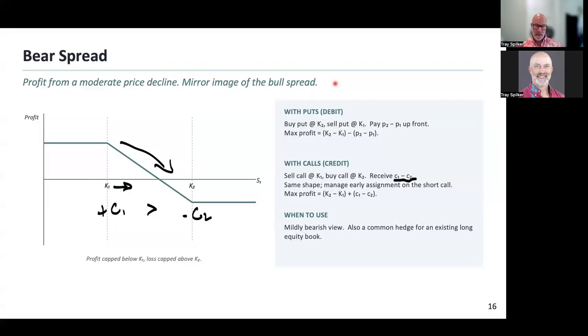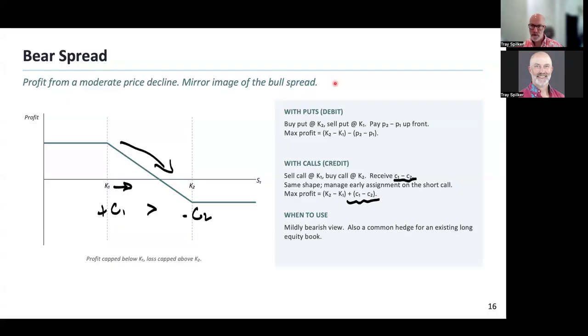But the max profit here looks exactly the same. The upside is we get cash on the front end, so it's a bit more attractive from a cash flow perspective. In either case, it's a mildly bearish view. And this position, from a use case perspective, is helpful for hedging a long equity position against a potential sell-off, or you're making a directional short bet, but we have some bounded risks.